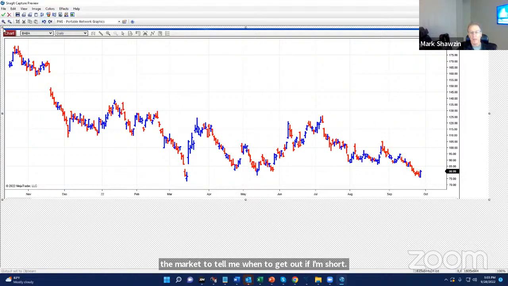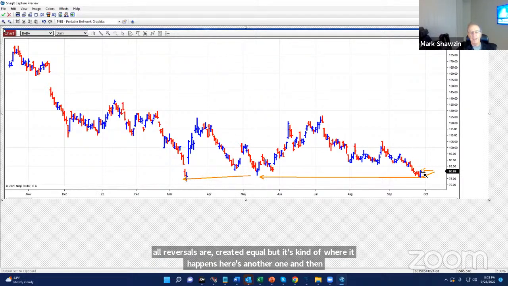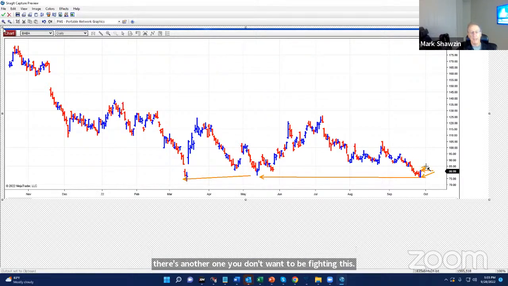So if you're short and you see the appearance of this, where it makes a new low and closes on the high. Now, not all reversals are created equal, but it's kind of where it happens. Here's another one, and then there's another one. You don't want to be fighting this. Now, there's a chance that it goes up and craps out a little while later, but I'd rather not find out.